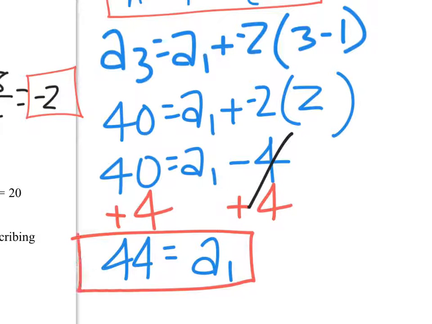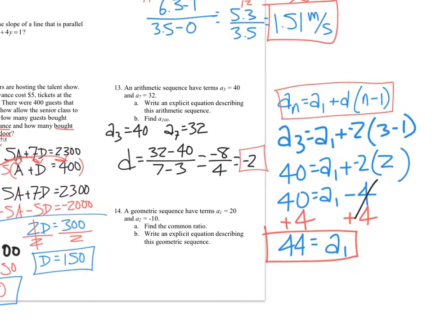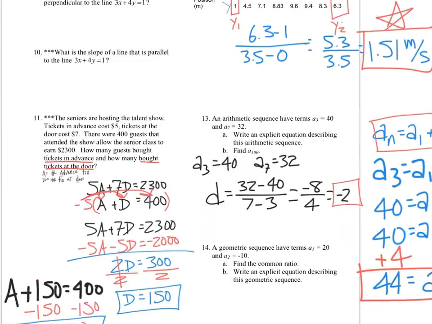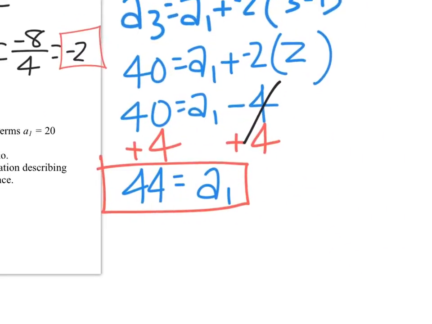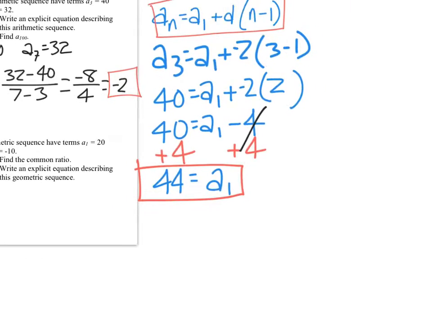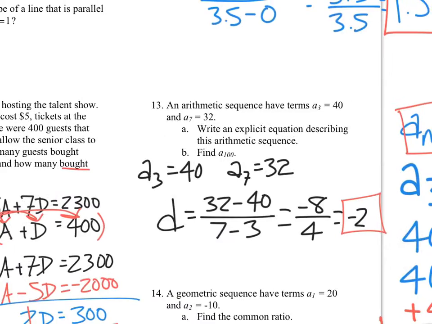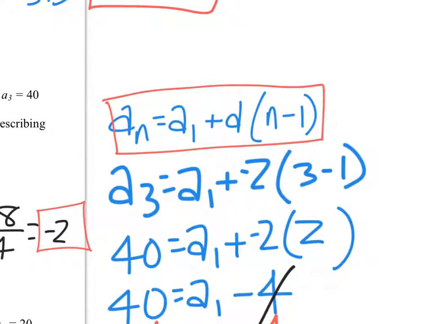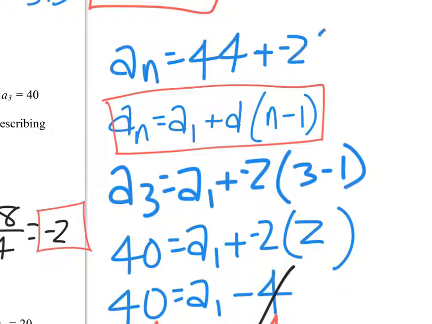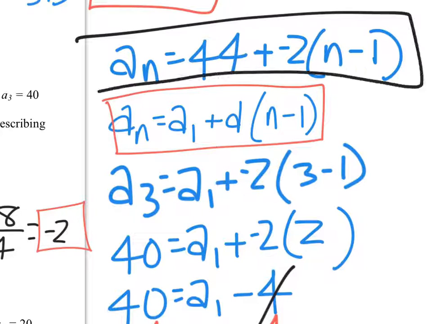Great. So we just figured out a really crucial part of this explicit equation. And now let's take a look. It says find the 100th term. So we just figured out what the first term is. Oh, and you know what? We were going to have to rewrite this, it says, write the explicit equation describing this arithmetic sequence. So what is the explicit equation? It's going to be a sub n equals 44 plus negative 2 times n minus 1. All right, guys, this is the answer for part A. That is the equation. Great.